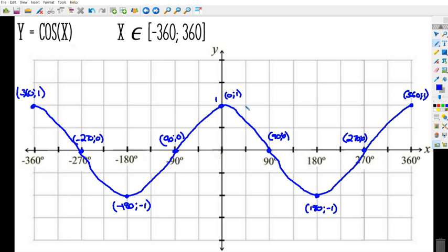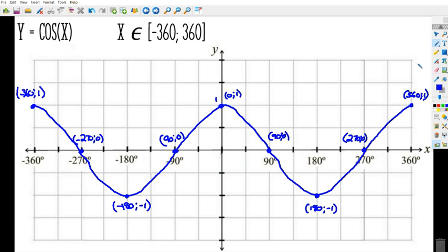So how is it different to sine? Remember, sine started at 0, came up at 90, went down through 180, then down to my lowest point at 270, and came up. So it's a little bit different, but it's still a wave.